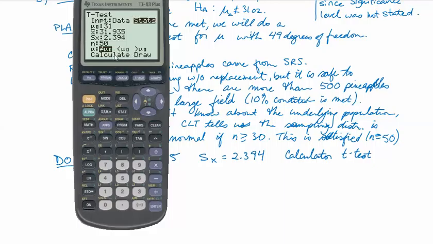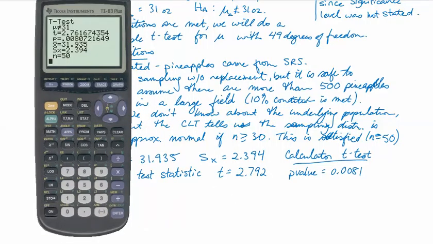And so first we will calculate. Oops, sorry. So calculate that. And from here we get t equals 2.7616 and p equals 0.008. We'll round that to 0.0081. And they give us again the data that we entered in. So as you can see, I've taken that information and I've entered it here, t equals 2.79, p-value is there.